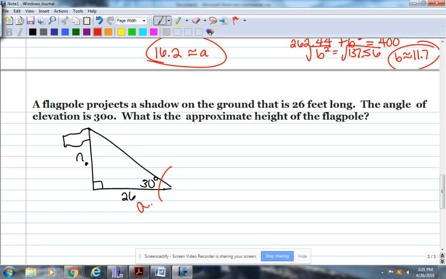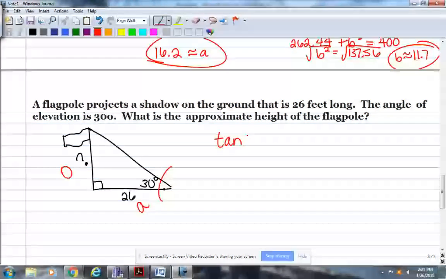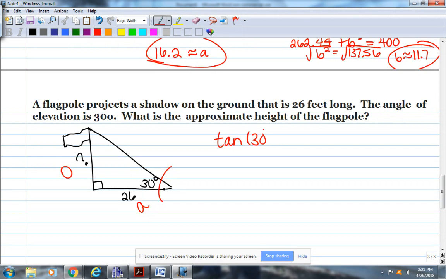So that means this side over here, the height of the flagpole, is what? Opposite. Now, which one of those trig functions uses an opposite and an adjacent? Tangent. So we're going to say tangent of 30 degrees equals, your angle measure also always goes in here with every trig function.